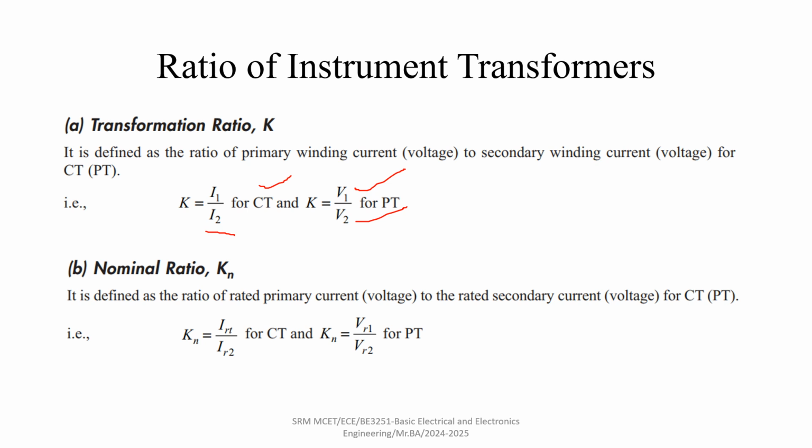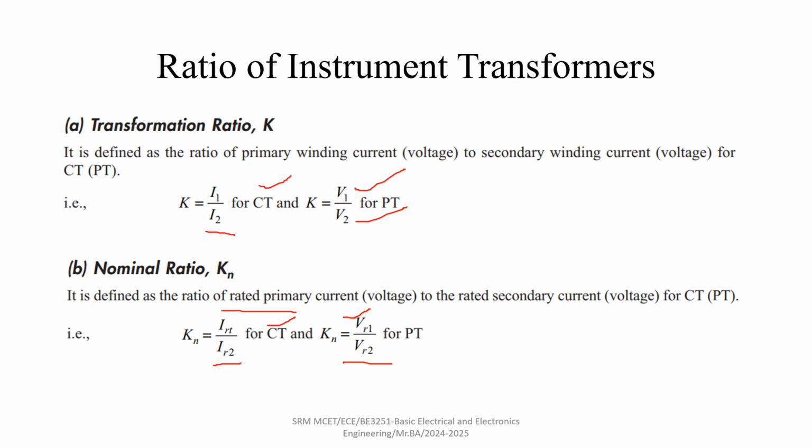Then the nominal ratio is the ratio of rated primary current of the primary winding to the rated current of the secondary winding in the case of a current transformer, right? If it is a voltage transformer, it is the rated primary voltage to the rated secondary voltage. That's all.